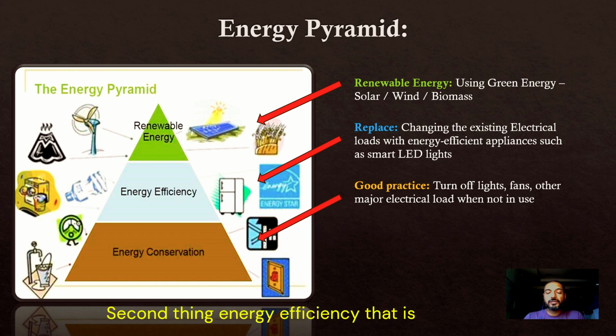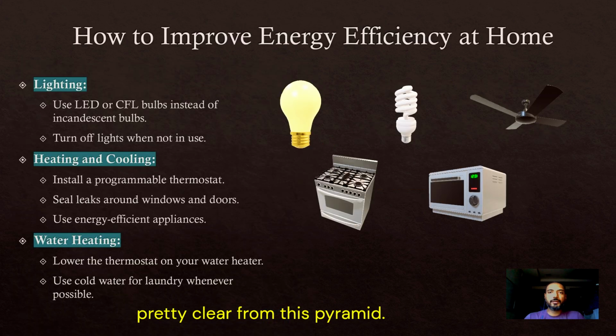Second thing, energy efficiency, that is replacing things, changing the existing electrical load with energy efficient appliances such as smart LED lights. And the third thing is renewable energy, using green energy: solar, wind, biomass, and other natural sources of energy. So there are three ways to improve energy efficiency, which is pretty clear from this pyramid.